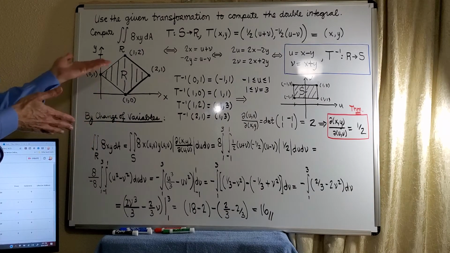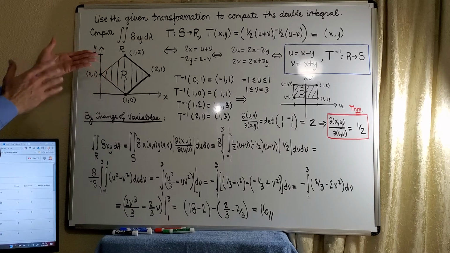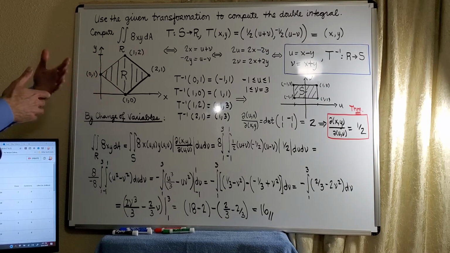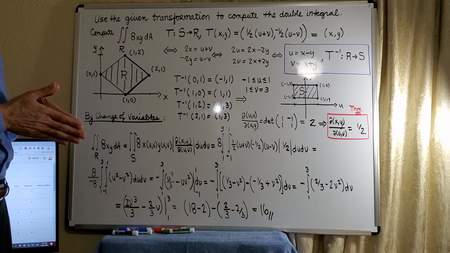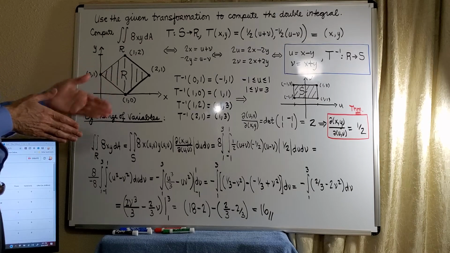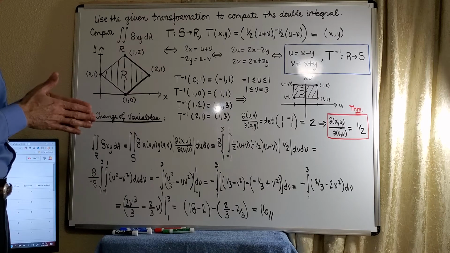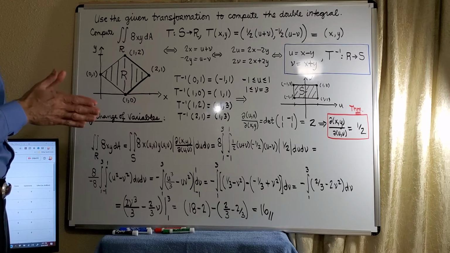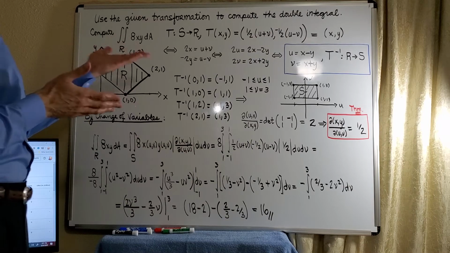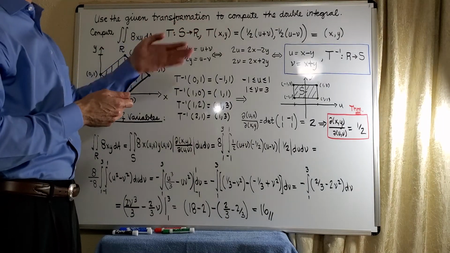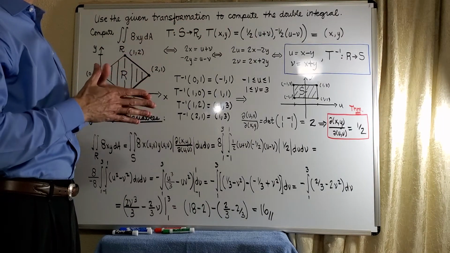Again, the R region here is a square, but it's rotated, so it's not really the most simple region to perform a double integral. When we look at the double integral, it doesn't look difficult at all. The only problem is that the region is a little bit untoward, and we want to see if we can find something simpler. And actually, when we look at this transformation here, we can do that.